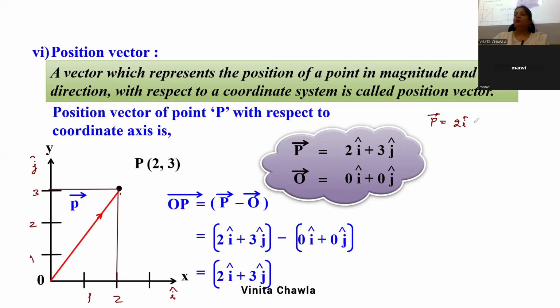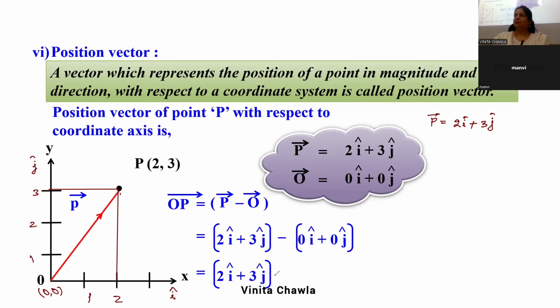Similarly, we'll write for y-axis. Magnitude is 3 and direction is indicated by the unit vector representing that axis. That's j cap. So magnitude plus direction. Similarly, because we know the coordinates of origin, it's 0, 0. Both x and y are 0. So we'll write 0i cap plus 0j cap. And how do we get the displacement? How do we get the position vector? We'll simply subtract these two to get the position vector OP. So vector OP is represented by this.